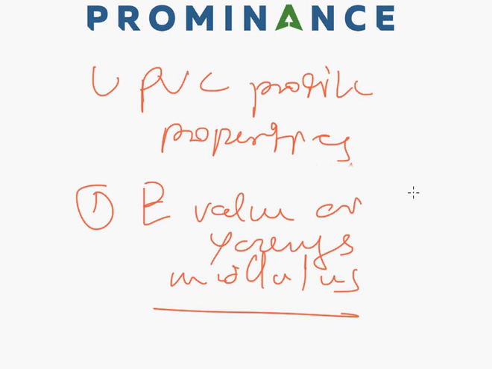Prominence UPVC profiles, which are very good from the perspective of technical specifications or the composition of the profiles, because the ingredients used in this profile system, or the blend which makes this UPVC profile system, is the best formulation probably possible in this arena, and the result itself will speak about the quality of these profiles.